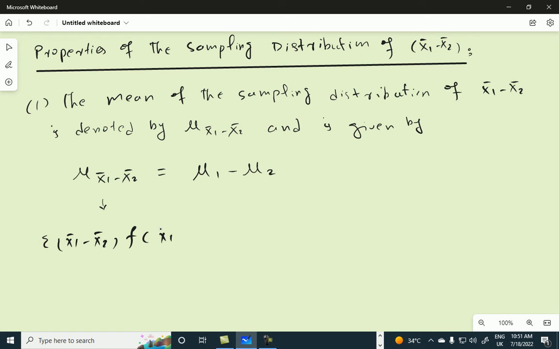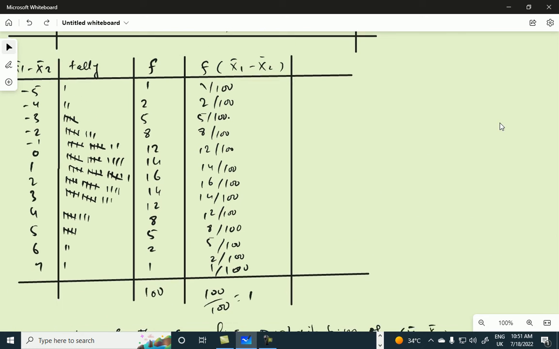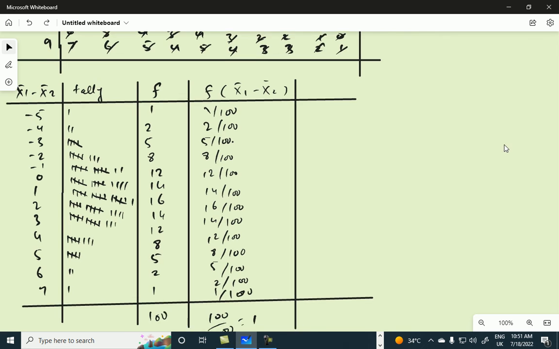f of x1 bar minus x2 bar, and the right hand side is given by summation x1 divided by n1 minus summation x2 divided by n2. And we can verify this quite easily because we are already having the sampling distribution for the difference between two sample means. Now let us see how we can calculate it. To calculate the left hand side, we have to go to the sampling distribution of x1 bar minus x2 bar. We have to utilize this.